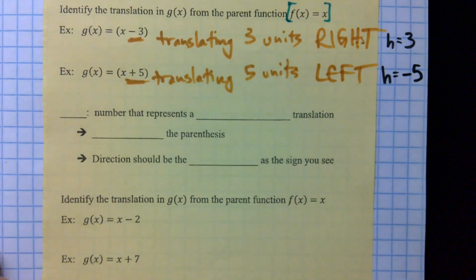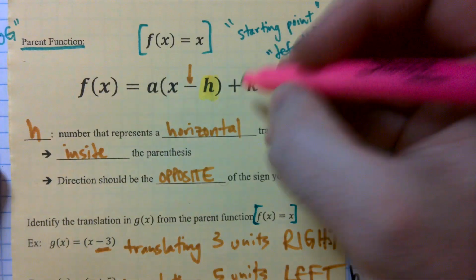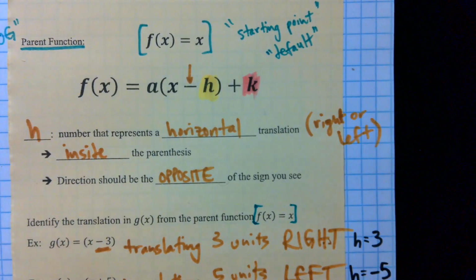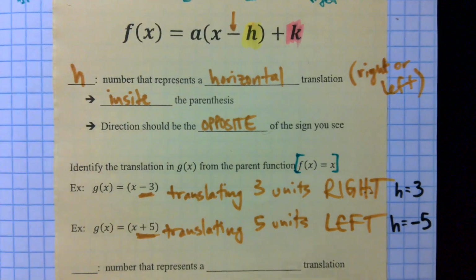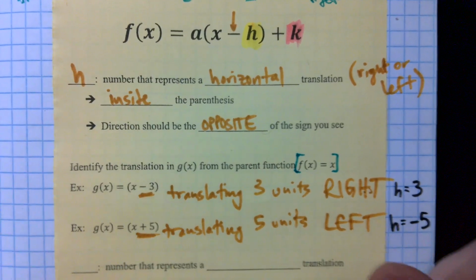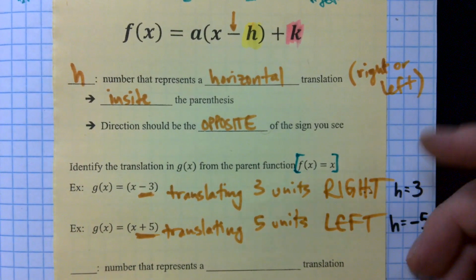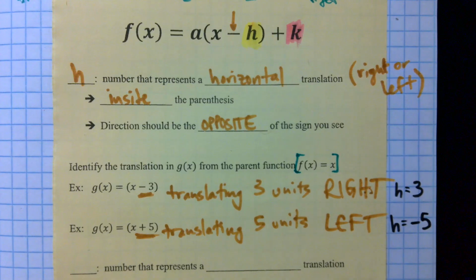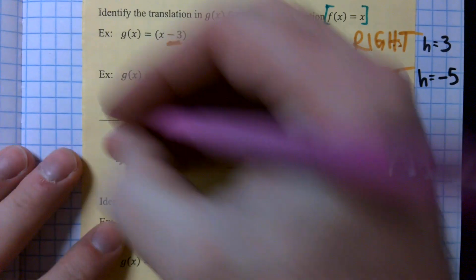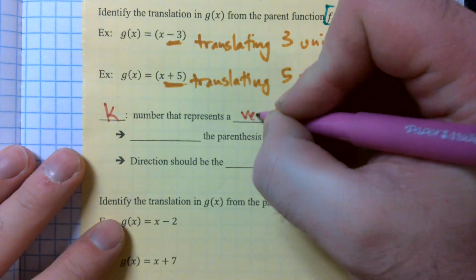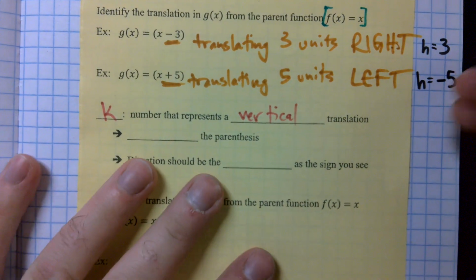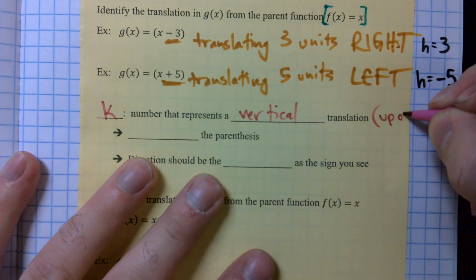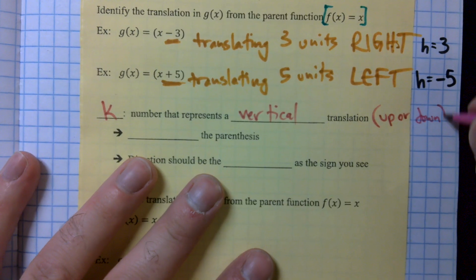Maybe when we talk about k, it'll look a little bit different. Go ahead and highlight k in pink. H represents my slide from left to right. What direction do you think K is going to tell me to go? Up or down? This is my vertical translation, either up or down.